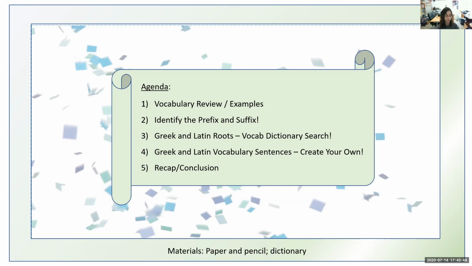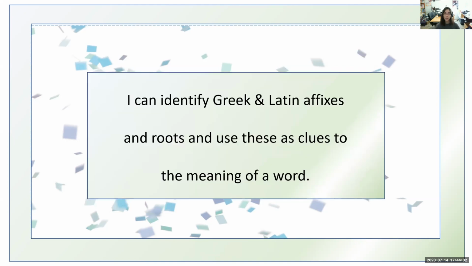So for your materials, you will need paper and a pencil, and you'll also need a dictionary because we'll be looking up some definitions of different words. Okay, so our learning goal is: I can identify Greek and Latin affixes and roots and use these as clues to the meaning of a word. So that is our goal for today.